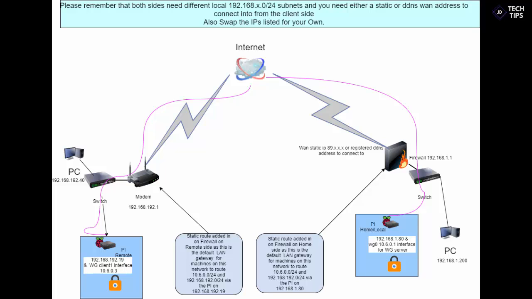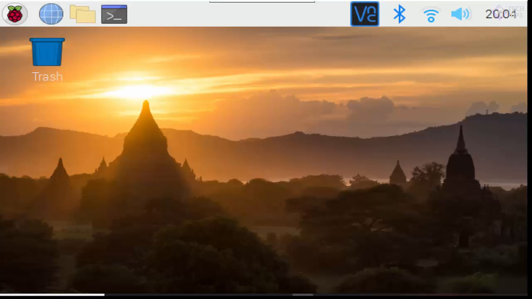I've added static routes to the firewall and to the modem on both sides to route traffic for the respective remote subnets and the WireGuard subnet as well, because the machines on the gateways on either side won't know the addresses on the other side and will send the traffic via the default gateway. If it doesn't have a route to send the traffic out over the VPN, it won't know where to send it. So as a result, there's a static route added to both the firewall and the modem on either side. So let's go ahead and get started.